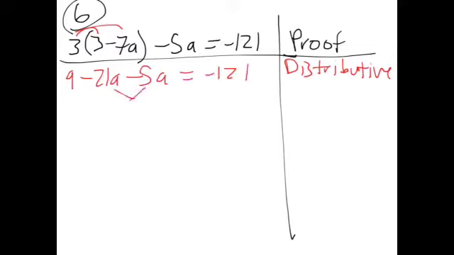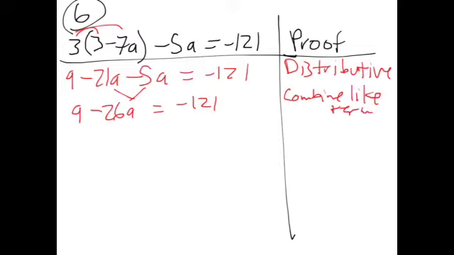I'm going to combine my like terms here. So 9. Negative 21a minus 5a is negative 26a. Right side, we're going to still have just negative 121. That property is combine like terms. That should be an M. I know it's hideous. And now I'm going to get rid of this 9 in hopes to get closer to my a there. What lets me subtract both sides by 9 is the subtraction property of equality.